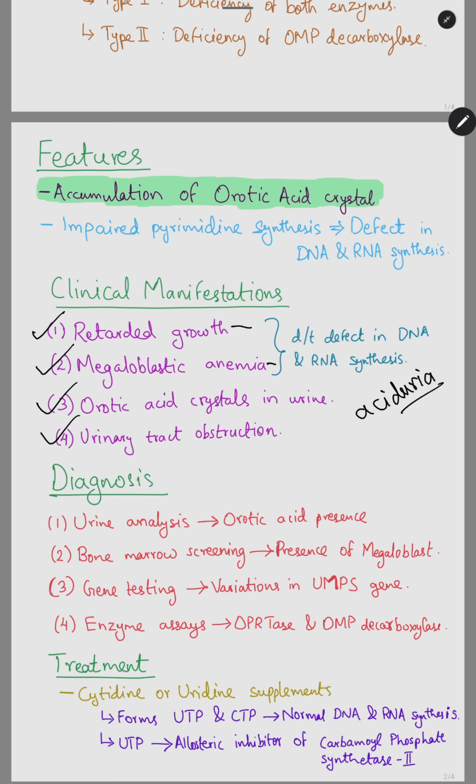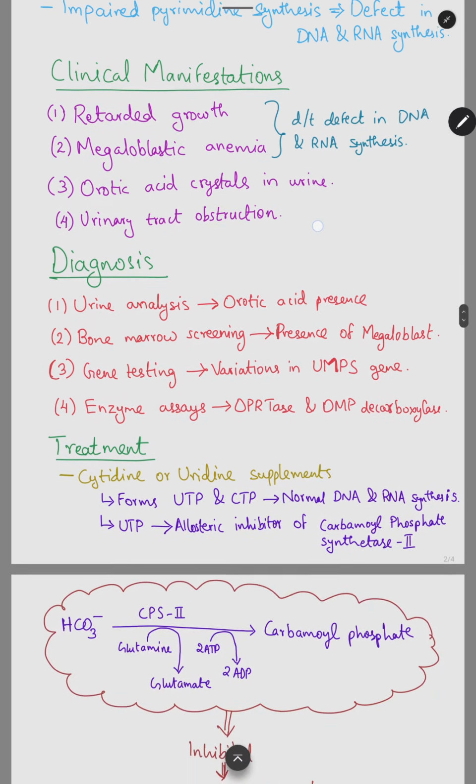So aciduria means presence of something in the urine. So orotic acid is present in urine. It is because of the accumulation of orotic acid in the body, and this symptom is very evident from the name itself. As the orotic acid crystals are seen in urine, there is a high chance for urinary tract obstruction. So urinary tract obstruction is seen in orotic aciduria. So these are the clinical manifestations.